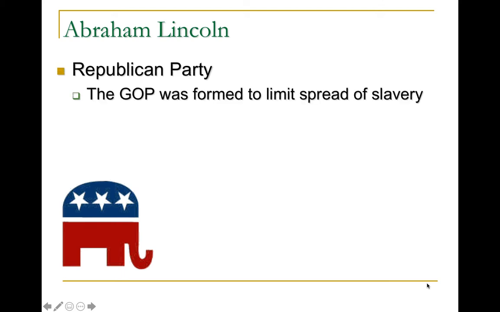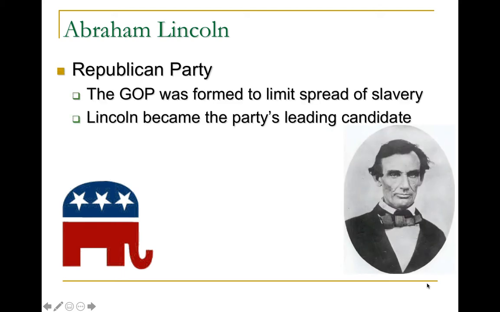The GOP was formed to limit the spread of slavery. Lincoln became the party's leading candidate. And so the GOP, the Grand Old Party, the Republican Party, initially was formed just to limit the spread of slavery. So it was more of a political issue, not so much of a moral issue. The Abolition Party saw slavery as more of an immoral issue, that we need to eradicate slavery. But the Republican Party early on was not into the eradication of slavery.